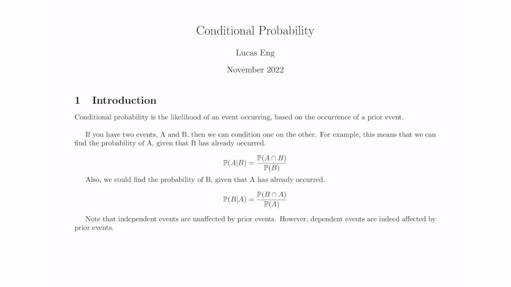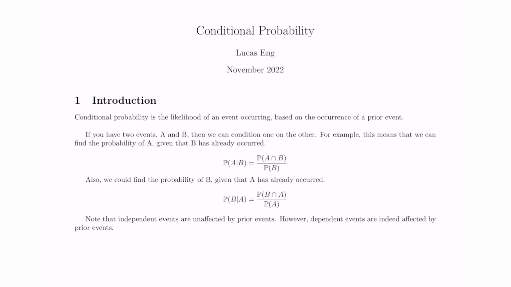So for example, this means that we can find the probability of A if B has already occurred. This is the formula for conditional probability, which we're not going to derive or anything like that. We're just going to look at how we can apply it. So here it is. It's the probability of A given B. This sign here means given. So the probability of A given B is the same as the probability of A and B occurring divided by the probability of B.